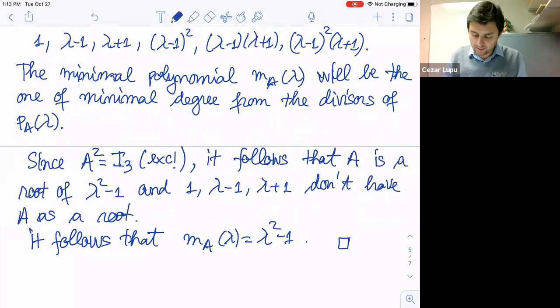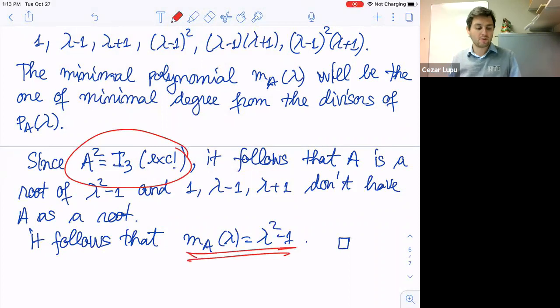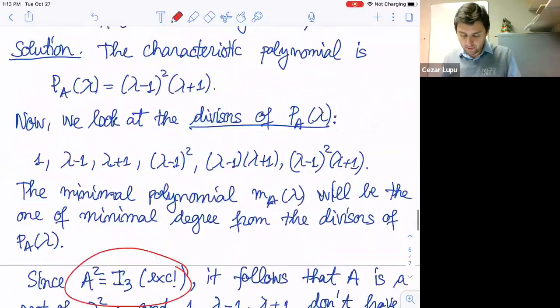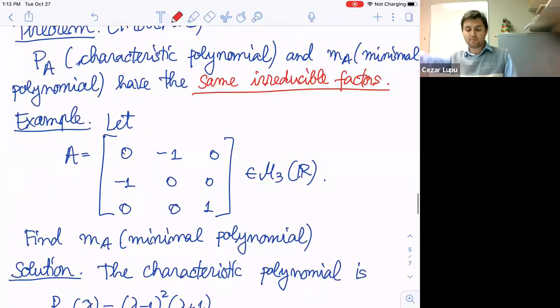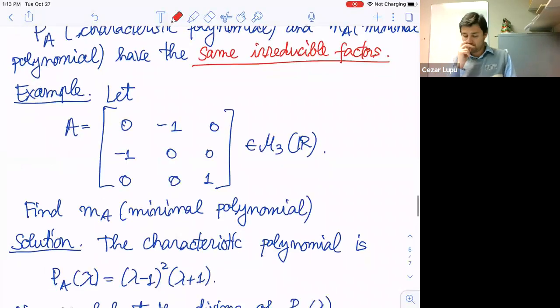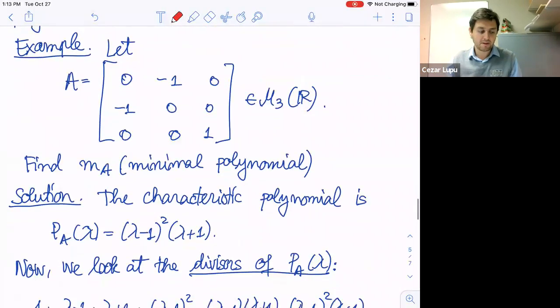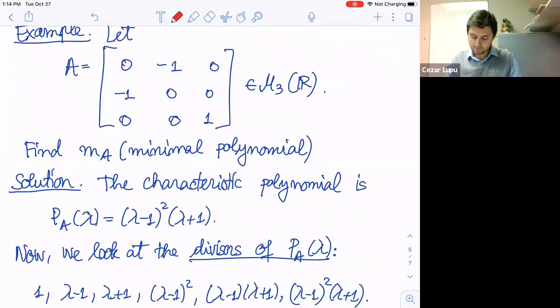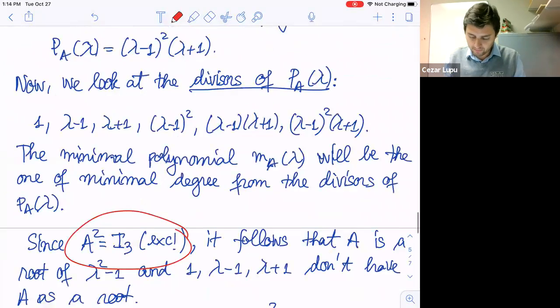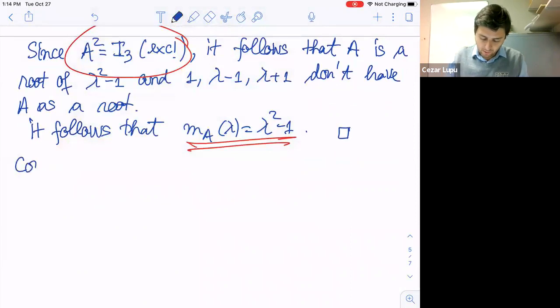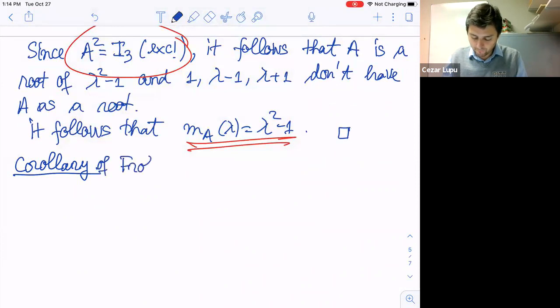So the main key was deciding to observe this guy here. And then you'll figure out that this is nothing else than just. All right. Well, I would like to point out a corollary. I said Frobenius, but you see the characteristic and the minimal polynomial have the same irreducible factors. Well, in particular, this means that, so let's see, corollary of Frobenius theorem.